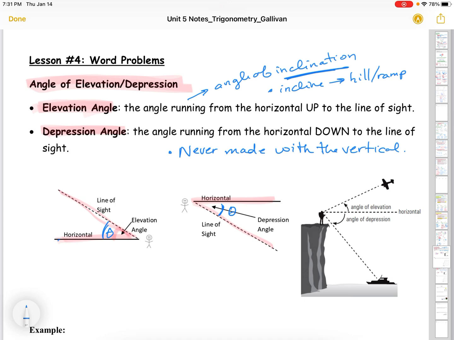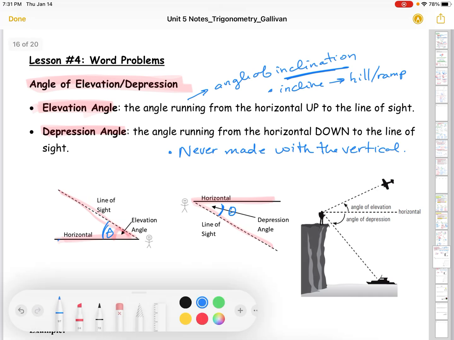Now, the reason we're learning this vocabulary is because they're often used in word problems. So we want to know what we're talking about. And the hard part about word problems is translating the language into a triangle that we can solve.